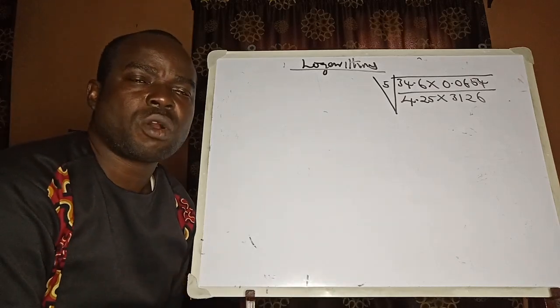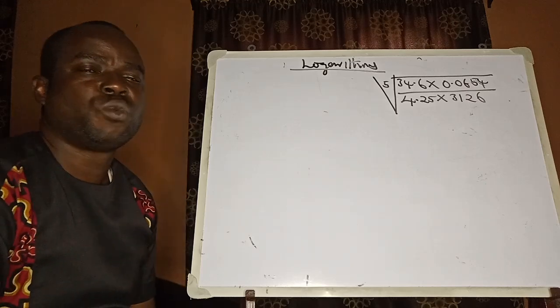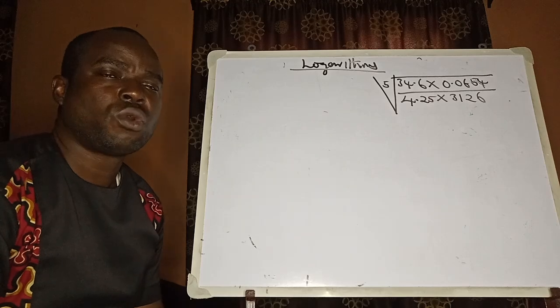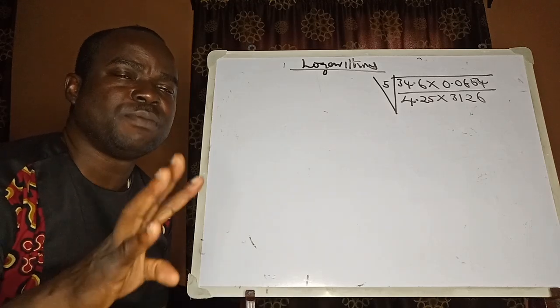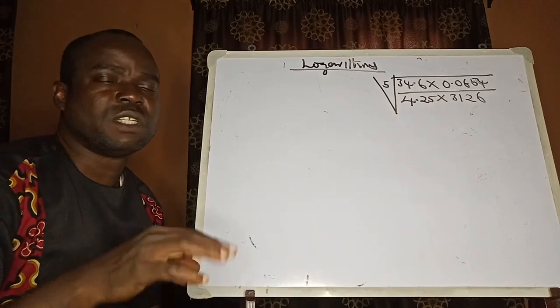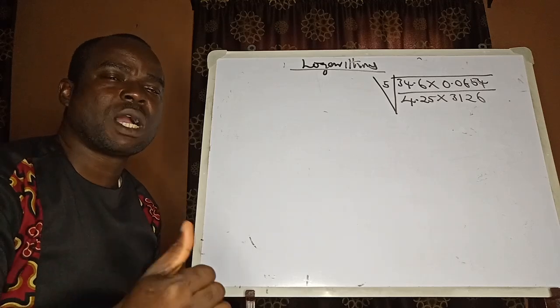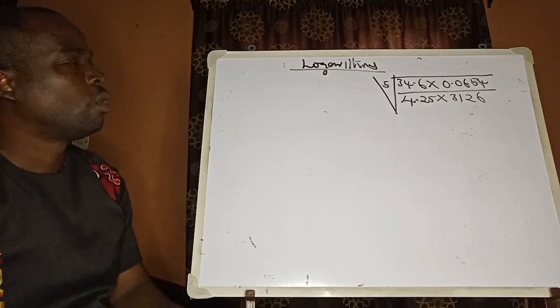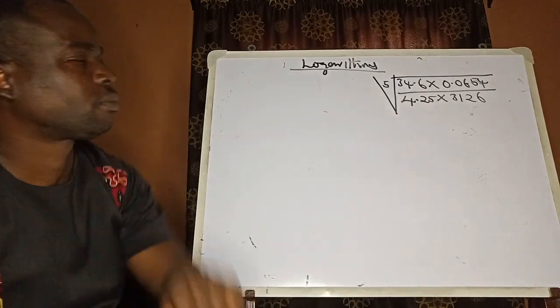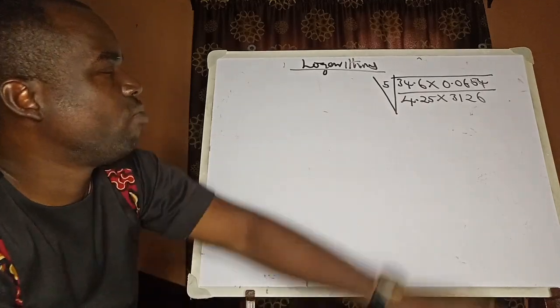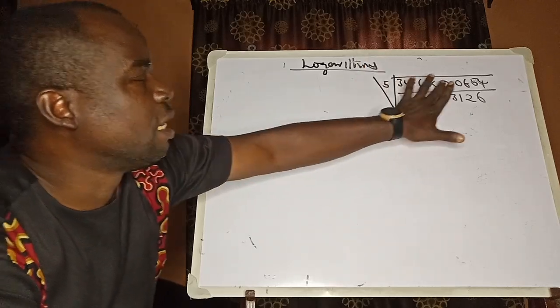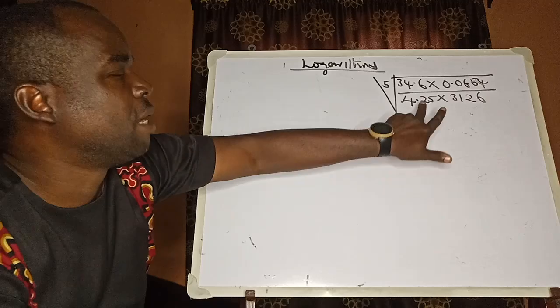Okay, so welcome once again. We want to conclude the topic. We want to combine what we studied in the previous 4 videos of this series. So if you have not watched them, go back and watch them so that you can follow in this one. We want to solve this question. It says, evaluate using tables the 5th root of this times this divided by this times this.